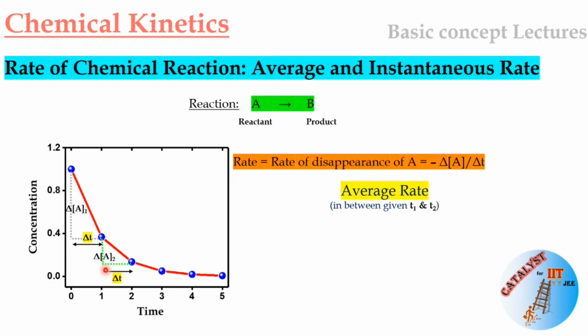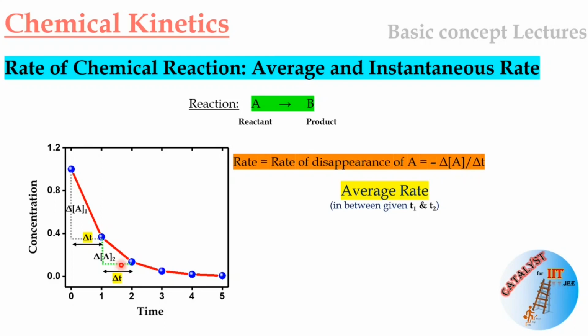Similarly, if we consider the time change from 1 to 2 seconds, then delta t is going to be again 1, because 2 minus 1 is 1. But as you can see, in this region the concentration change is very small, which is delta A2, which is less than delta A1. That means if you write the rate of the reaction in this region, it is going to be less than in the earlier region, because delta A1 is higher than delta A2, correct?